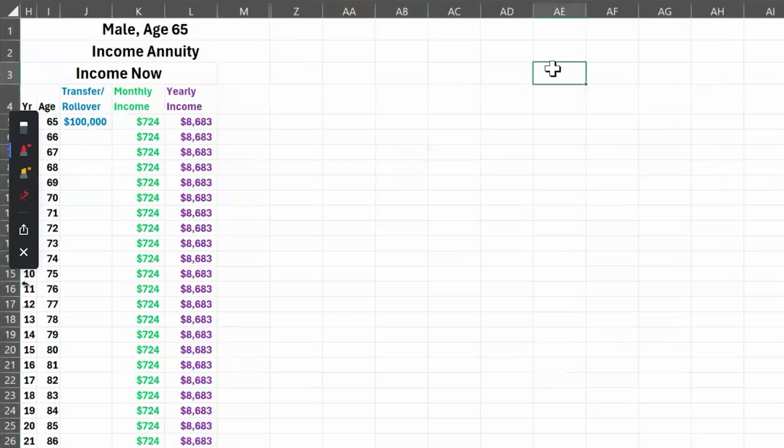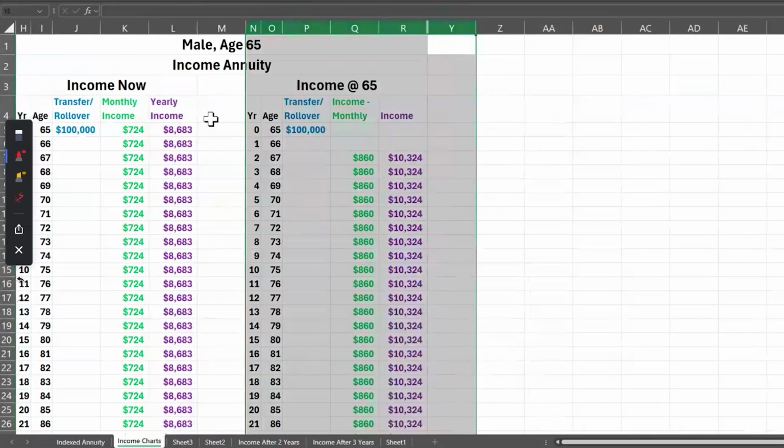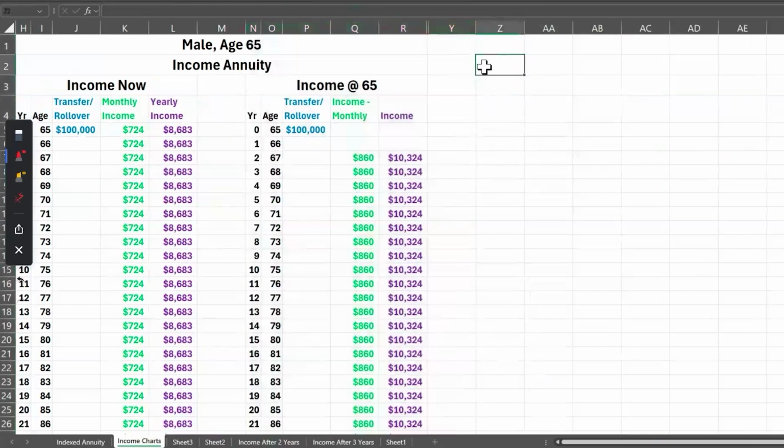So here's what we've got. Let's begin with taking income immediately. So on the far left, what do we see here? We see income. If he puts 100 grand in now, he gets $724 per month for the rest of his life, forever, which comes out to a yearly amount of $8,600 and change. If he says, hey, I don't really need it right now, can I start to take it at 67, not 65? There we go. Well, he gets $860 per month for the rest of his life, which comes out to a little bit more than $10,000 per year.